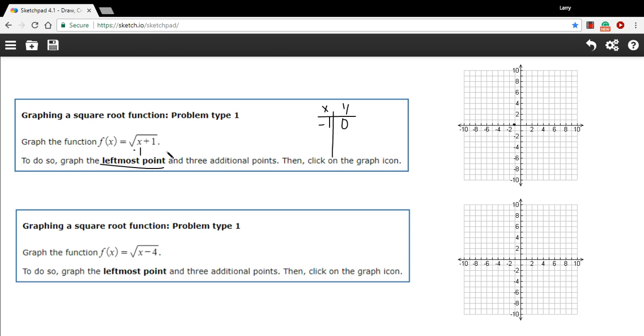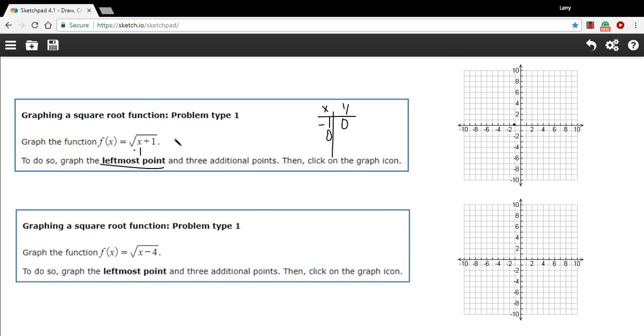Okay, now let's just pick a few more points to shape out the rest of the curve here. And the smartest thing to do is to be clever about the values you plug in for x, so that what's under here becomes a perfect square. So we want to make this value here, x plus 1, equal to 4 or 9 or some value like that. If I wanted to make this equal to 1, that's a good one, I could put in 0 for x.